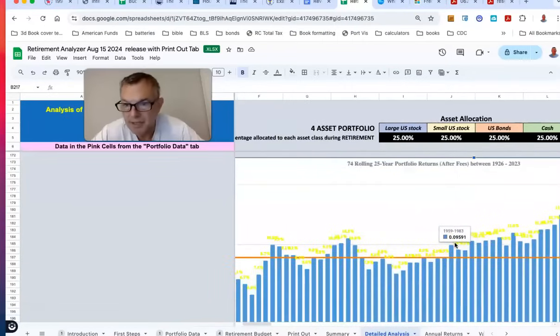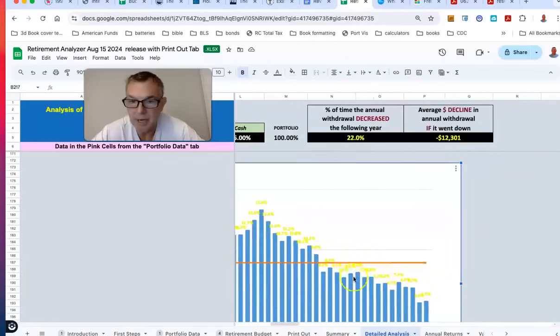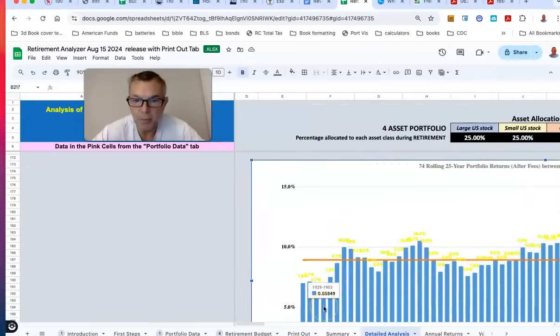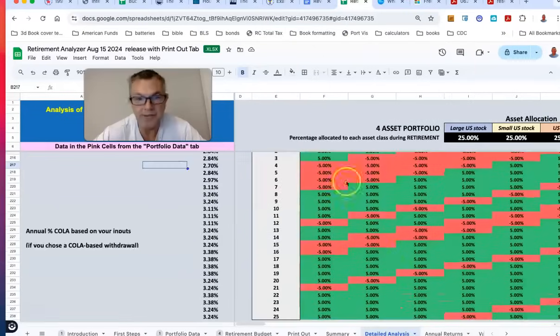So if you retired in 1959, your portfolio averaged 9.5%. If you retired in 1988, your portfolio averaged 8. If you retired in 1998, your portfolio averaged 5.6. If you retired in 1929, your portfolio averaged 5.8. I just love this chart right here.